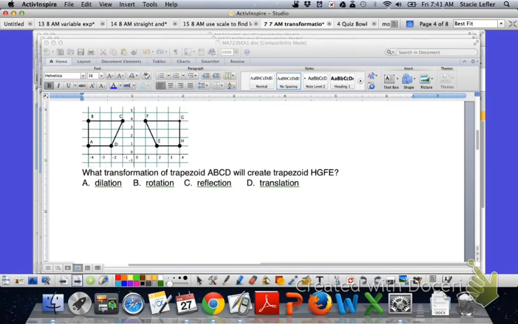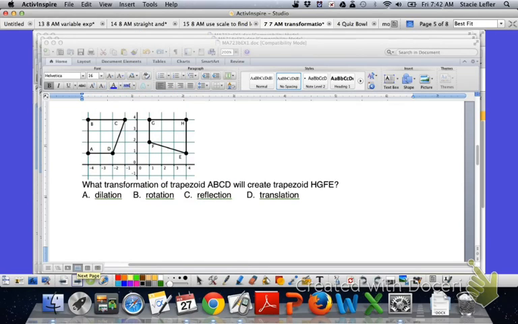So using your notes and what you just learned about different types of transformations, what transformation of trapezoid ABCD creates trapezoid HGFE? So it went from this trapezoid to this trapezoid. Pause and find which transformation happened. Well, this one flipped over top of the y-axis here, and a flip is called a reflection.